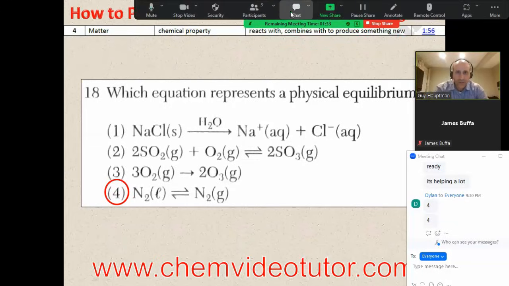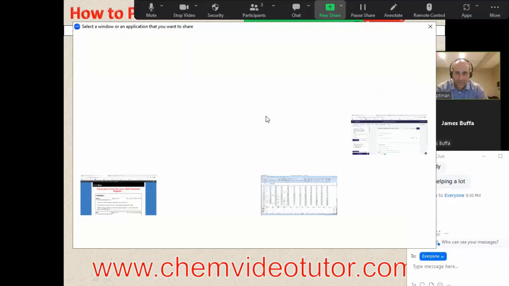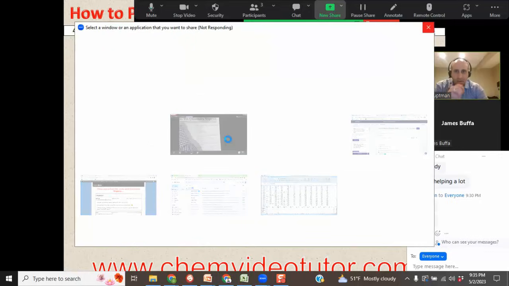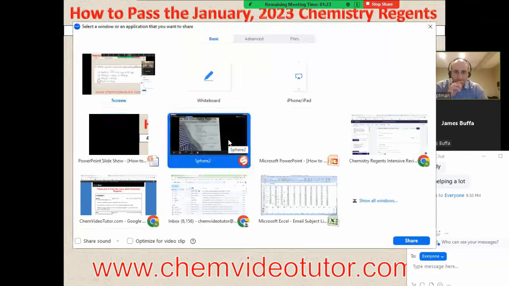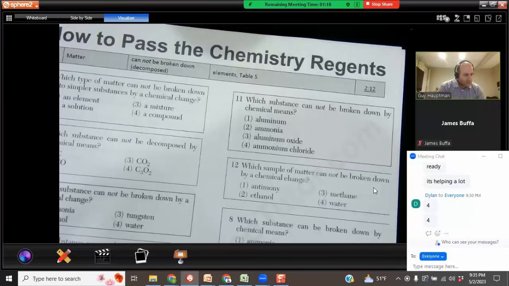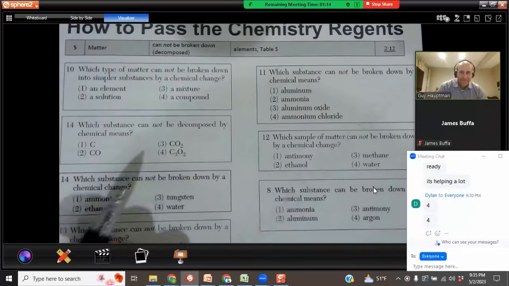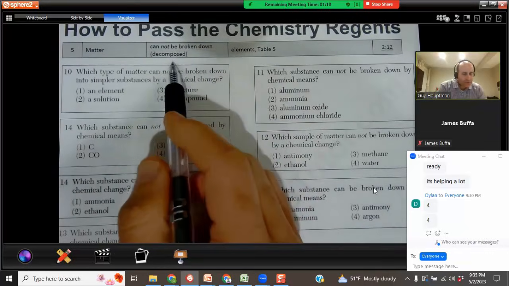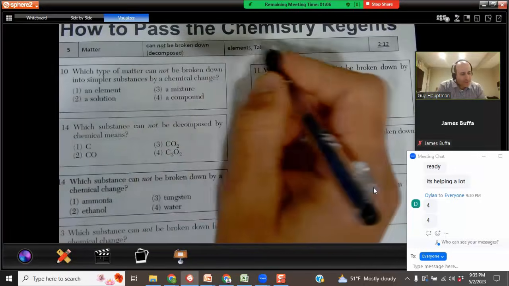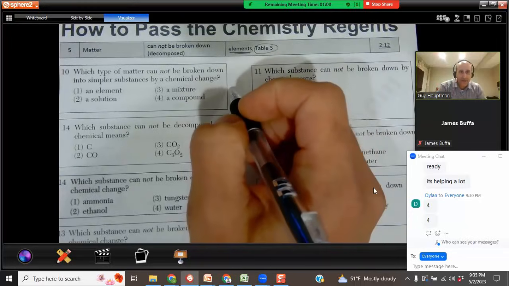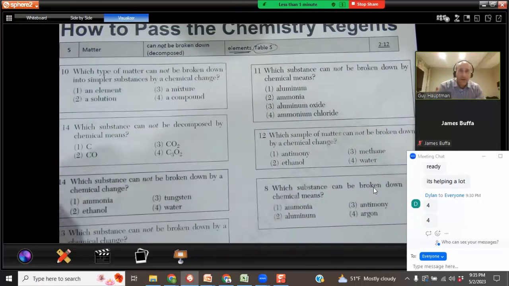Let me switch back to our sheet. Here it is. And share. All right, so wave number 5, still on matter, cannot be broken down or decomposed. Sometimes those words are used interchangeably. And cannot be broken down means we talk about an element. And like I told you before, only elements are listed in table S.